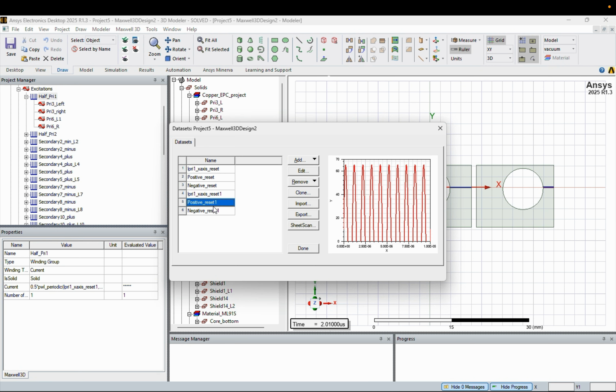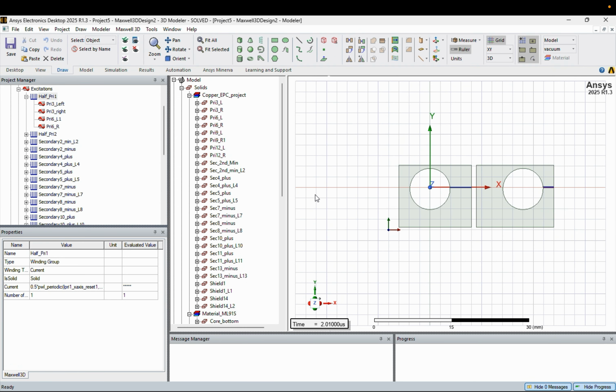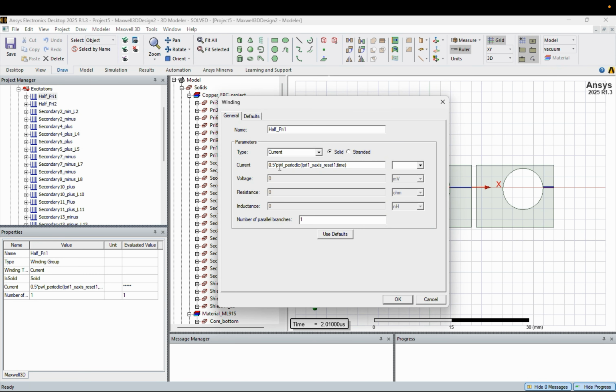And positive, the reset, negative, I just put the file signals over here. So this half primary are in parallel. Properties, I did 0.5. I assumed equal current is flowing. This is the data set I already have under the design data sets.